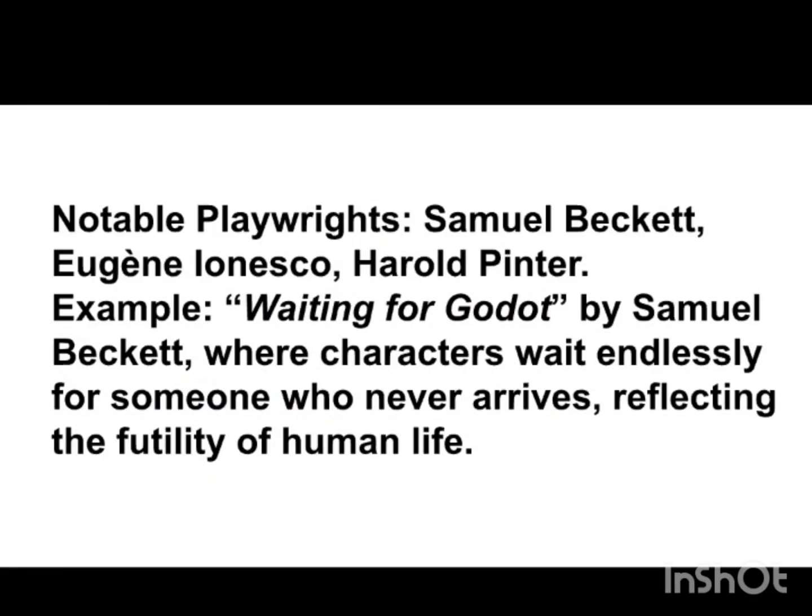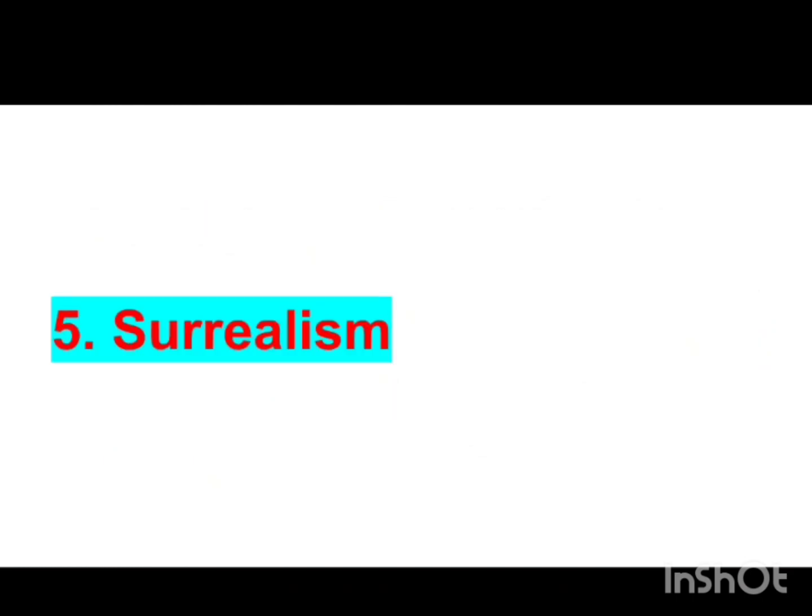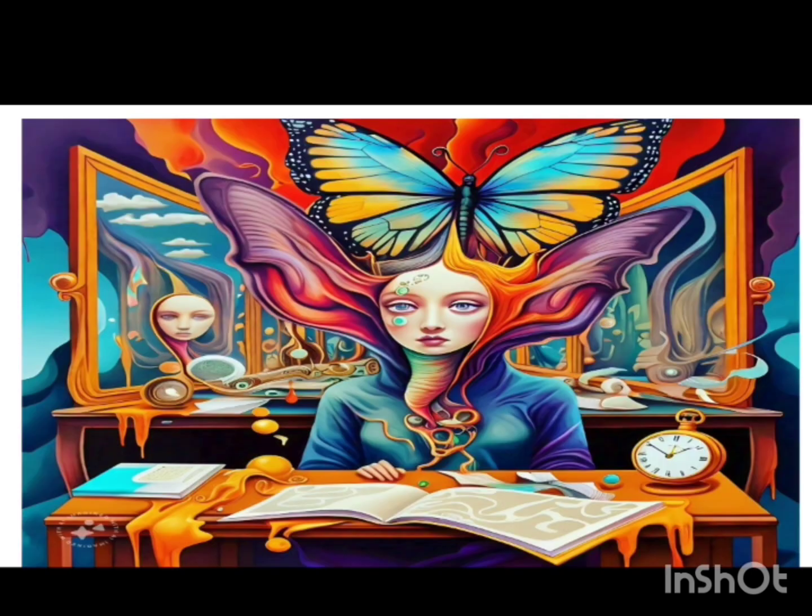So, notable playwrights: we have discussed Samuel Beckett's Waiting for Godot. Then Eugene Ionesco is there. Harold Pinter is also there. Next important ism is surrealism. When you come to surrealism, we can see surrealism explores the unconscious mind, dreams, and irrationality in literature as well as in visual arts. Characteristic features of the surrealist movement are bizarre imagery, non-linear narratives, as well as a dream-like atmosphere.